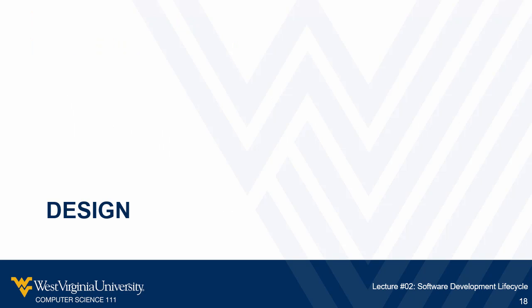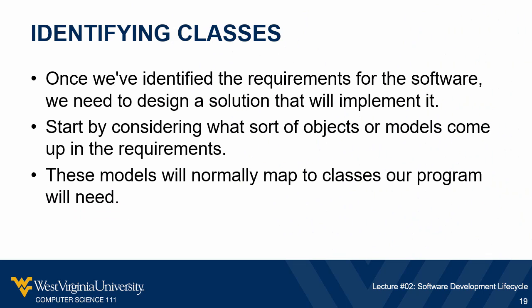Once we've gathered all the requirements for our software, we're ready to start thinking about the design. Our goal here is to come up with a design solution that's going to check all the boxes. We want to make sure that we implement all of the requirements. A good way to start our design is to figure out what specific objects the requirements are talking about. What sort of things are we going to need to model in our code? These are generally going to be what we want as at least an initial set of classes that we're going to implement in our program.